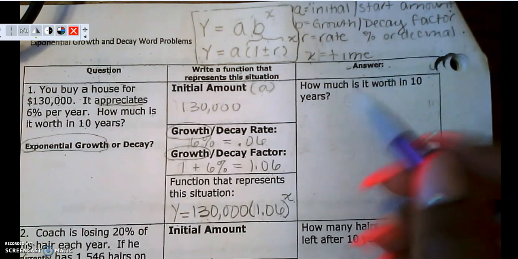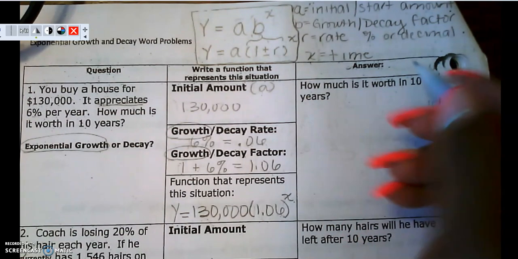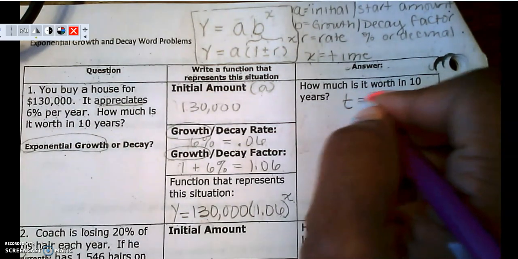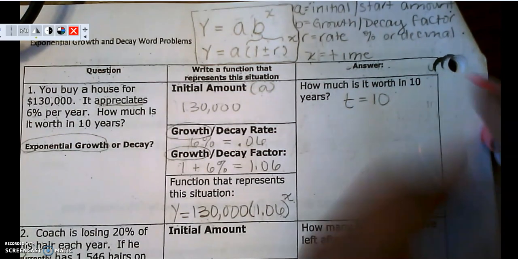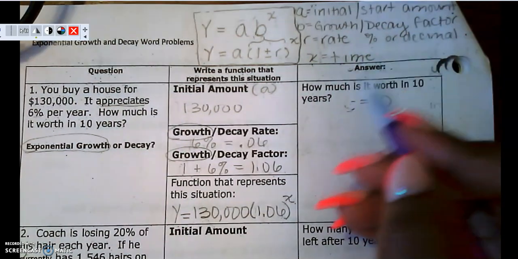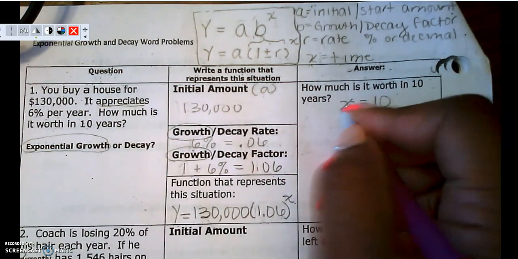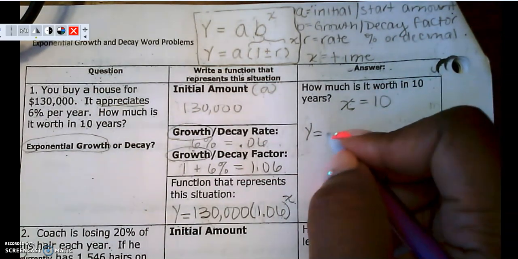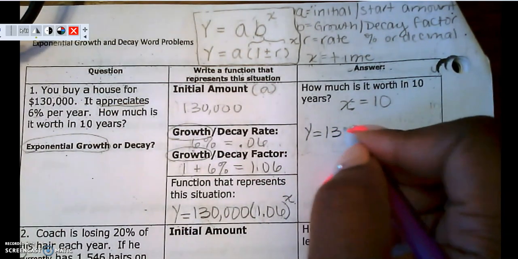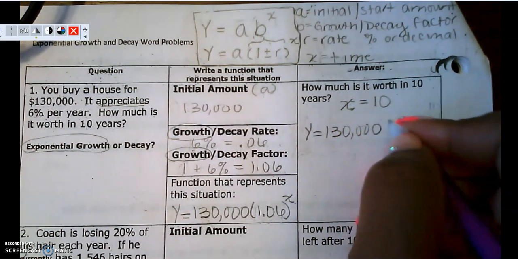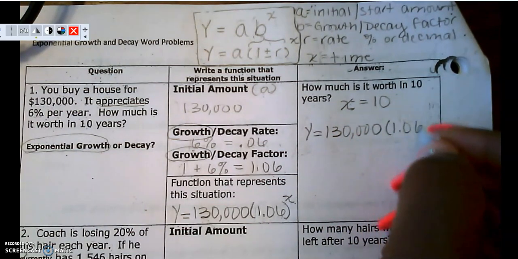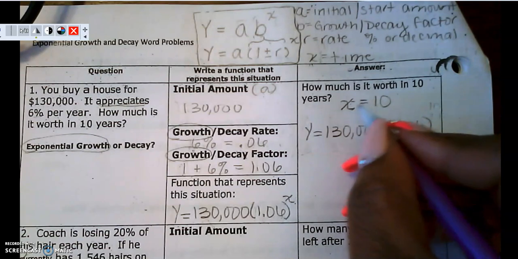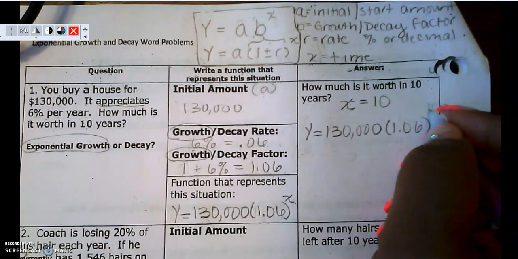Now they're asking us, how much is it worth in 10 years? Well, that 10 years is our time. So our t, or our x, because our time is x, is equal to 10. So what I'm going to simply do is take my function that I just created, which was y equals 130,000 times that 1.06, and now instead of my x, I'm simply going to put that 10.